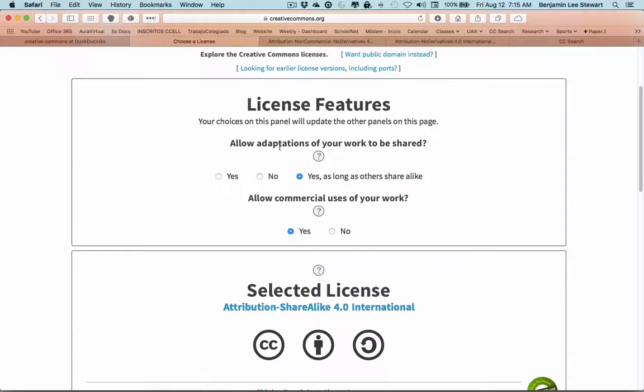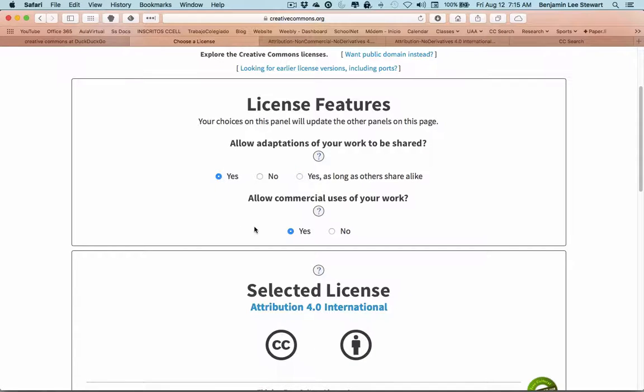if I say yes, others can adapt my work and it's under commercial license and it's a share alike, that means others cannot change this license. They can't change it to a non-commercial use, for example, or they can't change it to a non-derivative type of license, because this is a share alike and they are required to respect the same license.